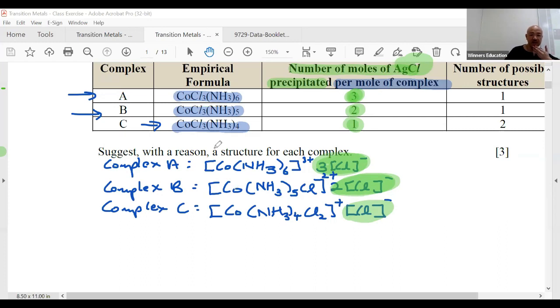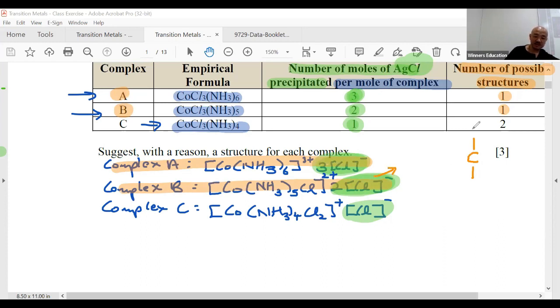Then we have to look at A and B, this one and this one. They say the number of possible structures is 1 and 1. Each of them only one. It makes sense, once again octahedral. So again, everyone, you've got to visualize. Ask yourself, for complexes A and B, A is quite straightforward. Let's take a look at B.